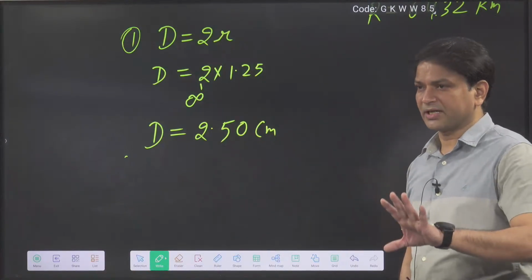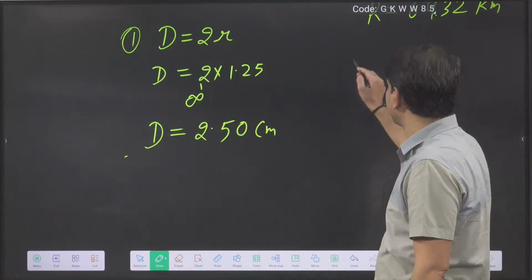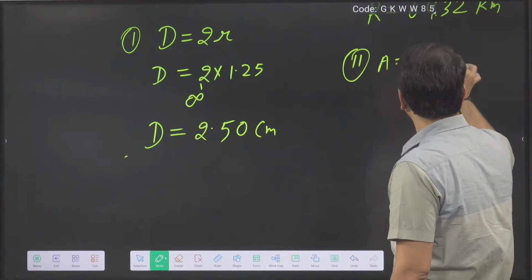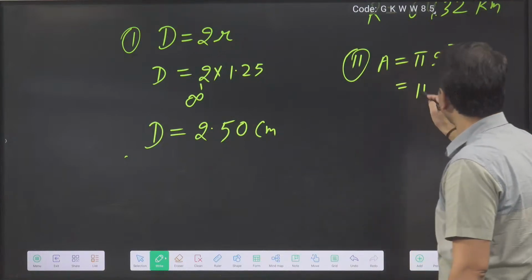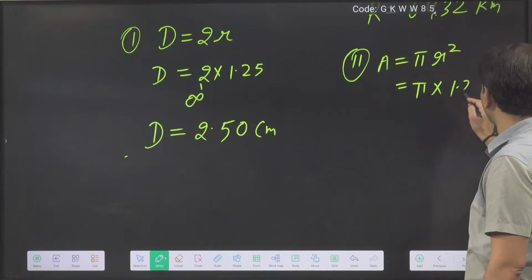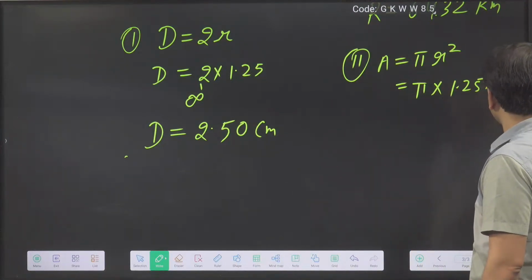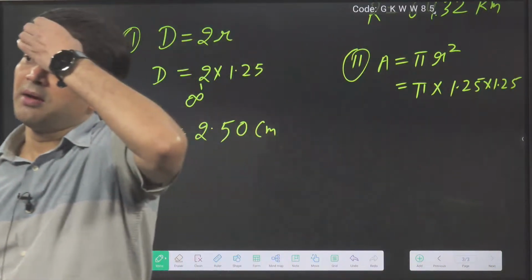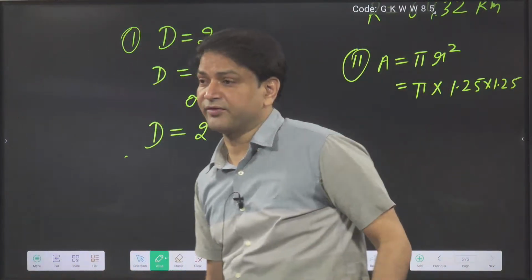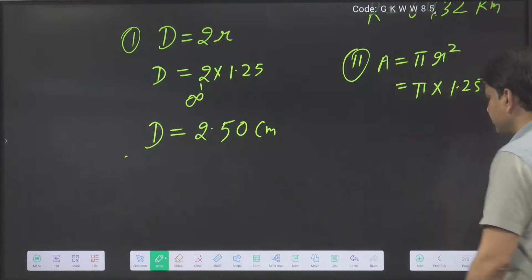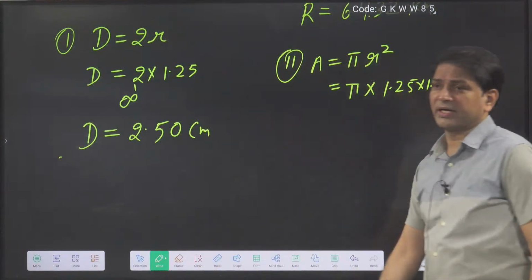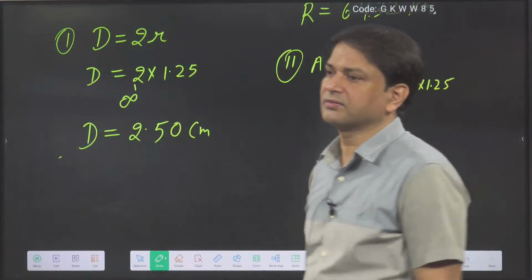Okay. Diameter clear? Now how can we find the area? For area we will use pi r squared. Pi r squared means pi into r squared, where r is 1.25 into 1.25. Pi has how many significant figures?